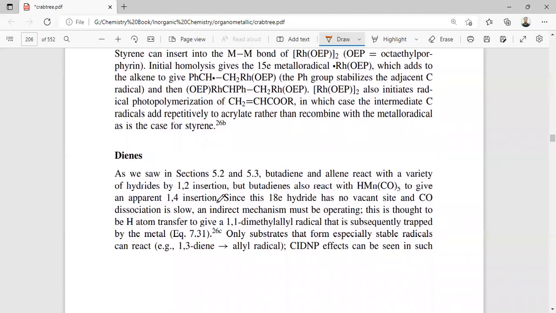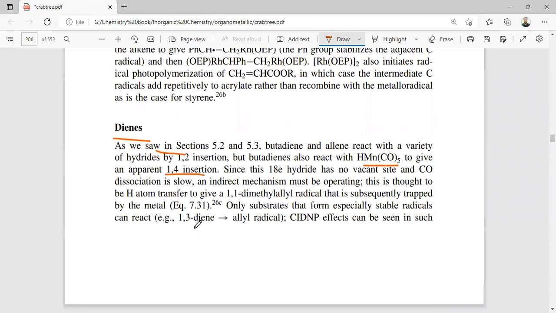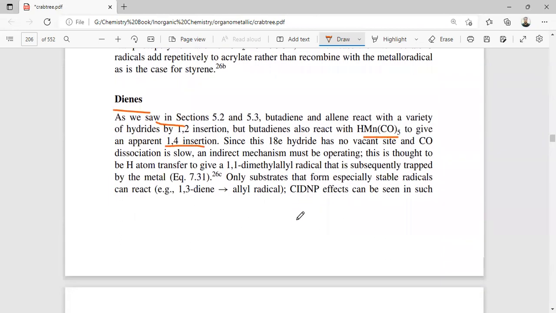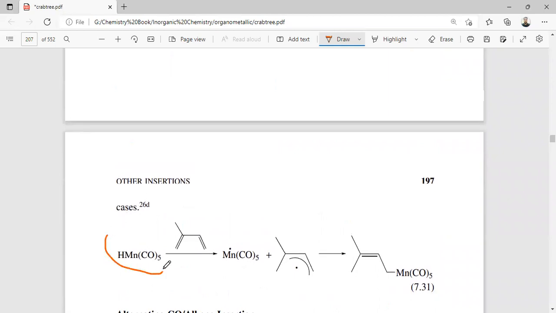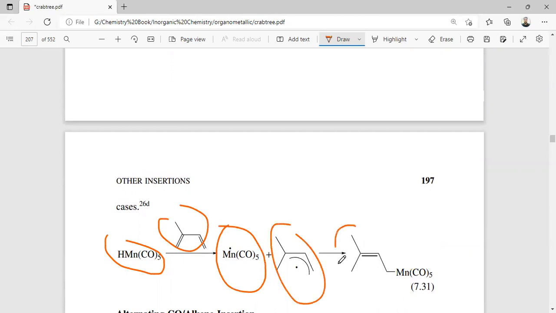Then we will discuss the insertion of dienes. As we have seen, butadiene and allene can react with a variety of hydrides by one-point insertion. Butadiene also reacts with the metal hydride to give the apparent one-point insertion product. Since this ethylated hydride has no vacant site and CO dissociation is slow, an indirect mechanism must be operating. This is thought to be by H-atom transfer to give a diethyl allyl radical, which is subsequently trapped by the metal, forming a physically stable radical. So here the butadiene forms from this metal radical, and this radical combines to give the final product.